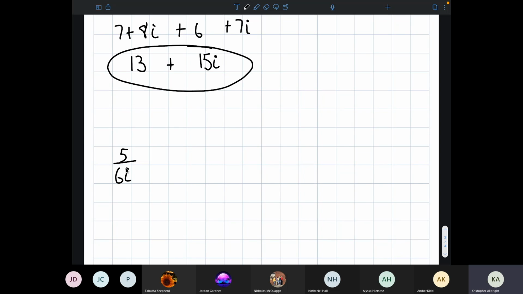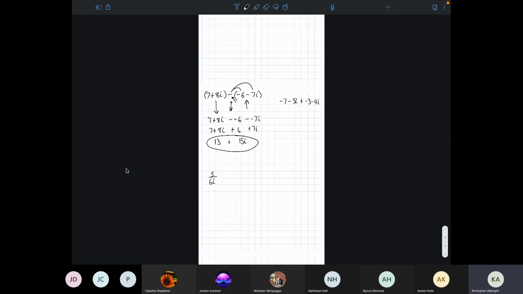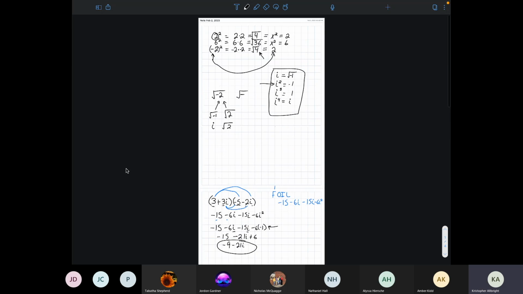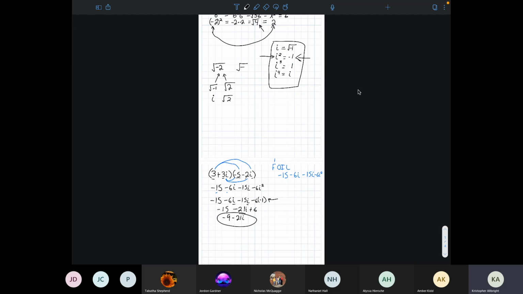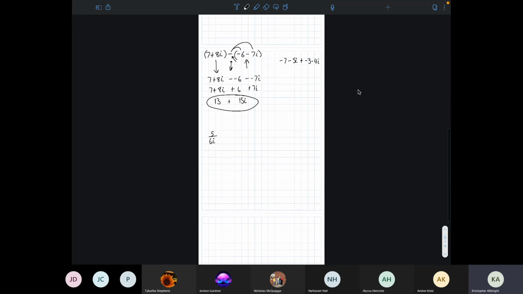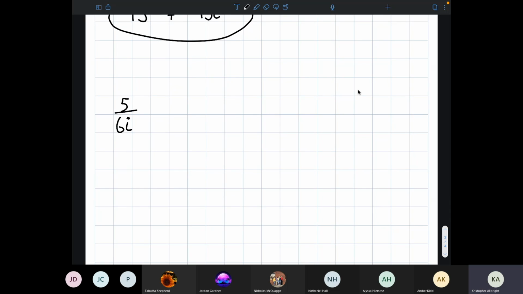And we can cancel i's out by multiplying by them. Because up here, we said we have a way that we can completely get rid of an i, which this i squared is going to come in handy a lot. So what I'm going to do is just multiply by i over i, which is just 1. So if I multiply this by i over i, I'm going to get 5i, and I'm going to be left with 6i squared.